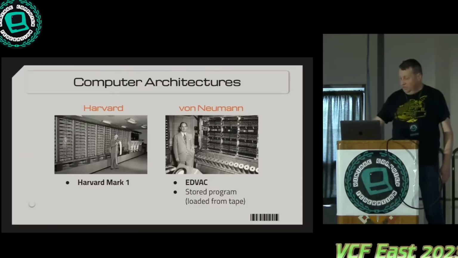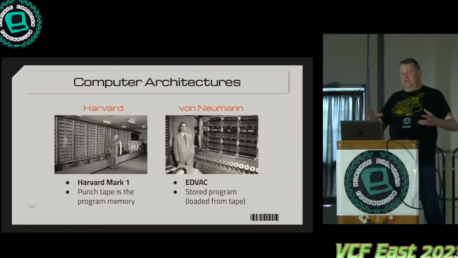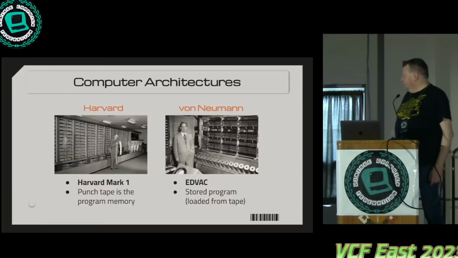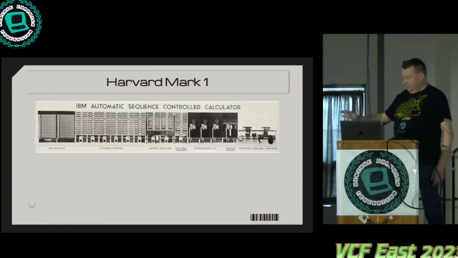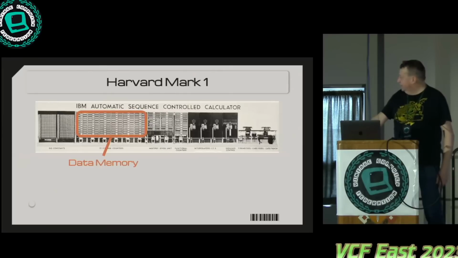The Harvard Mark I, the punch tape is the program. So if you want to create a program loop, you take the punch tape, you connect it together, and then it actually reads the tape directly. And then you have subroutines, which would be a separate tape. And so that's that machine there.